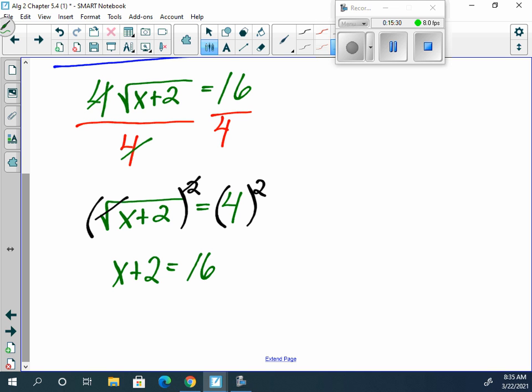And what's our last step? We need to solve for the value of x. Right, our last step would be subtracting 2 because we get x by itself. We have x plus 2. We need to subtract 2 from both sides, telling us x is equal to 14. And that's it.